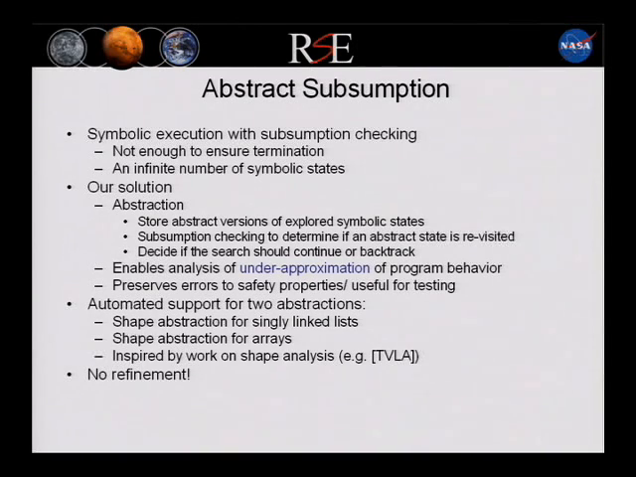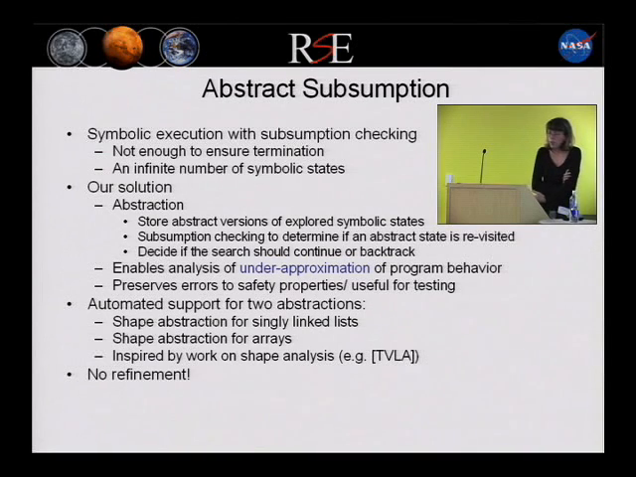Basically, the idea is to now store abstract versions of the explored symbolic states. They are like compact encodings of the symbolic states that maybe lose some information, but hopefully they are enough to obtain good coverage of the code. And then we use subsumption checking to determine if an abstract state is revisited. And again, based on this, we decide if the search should continue or backtrack.